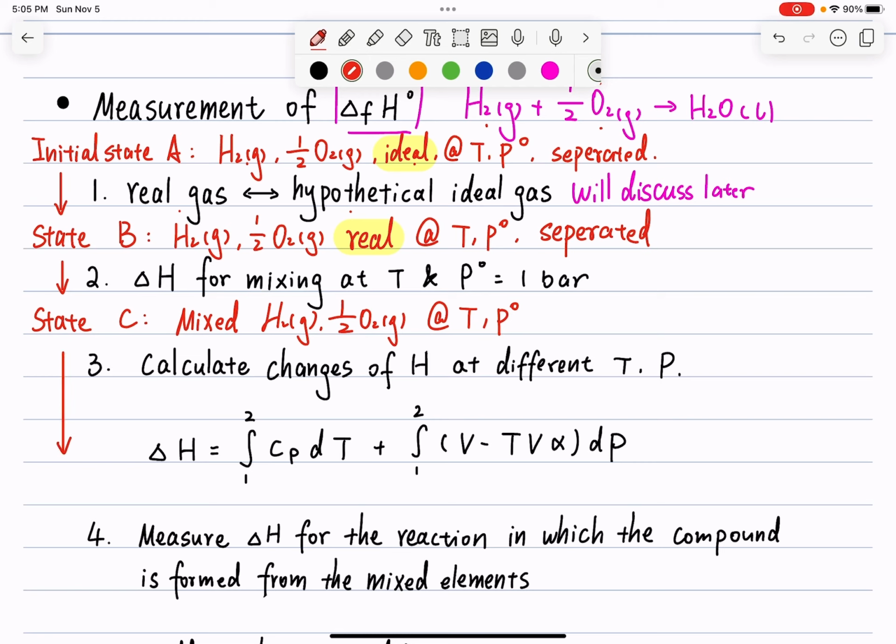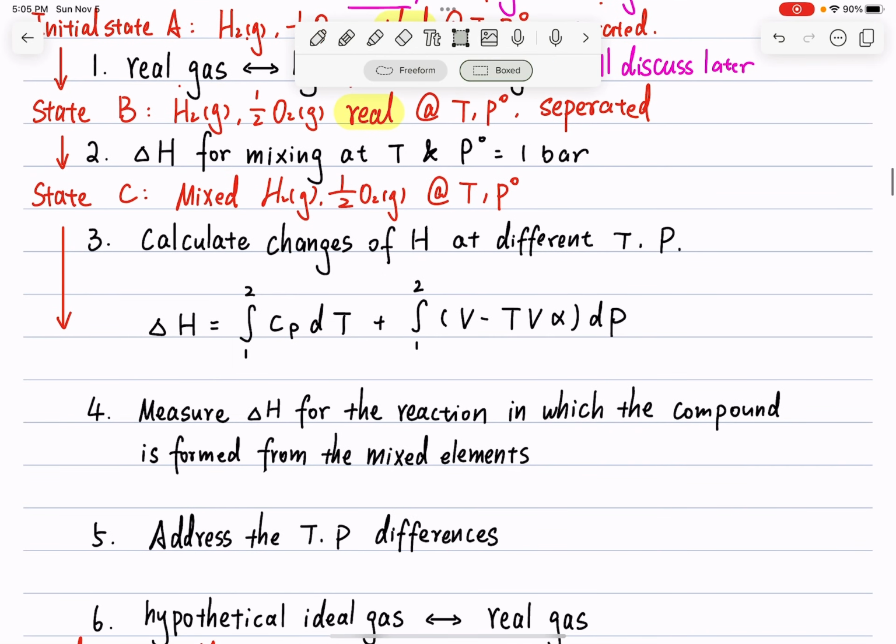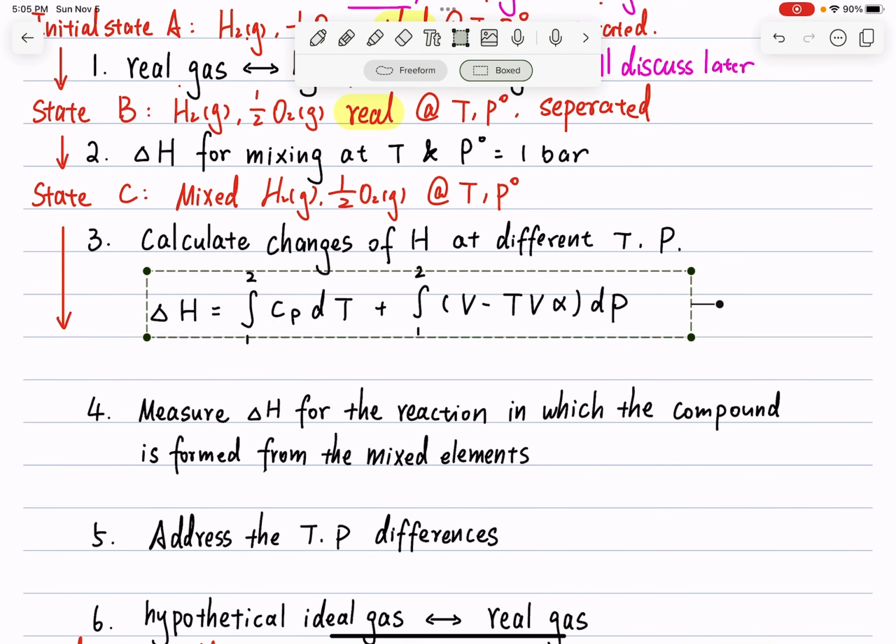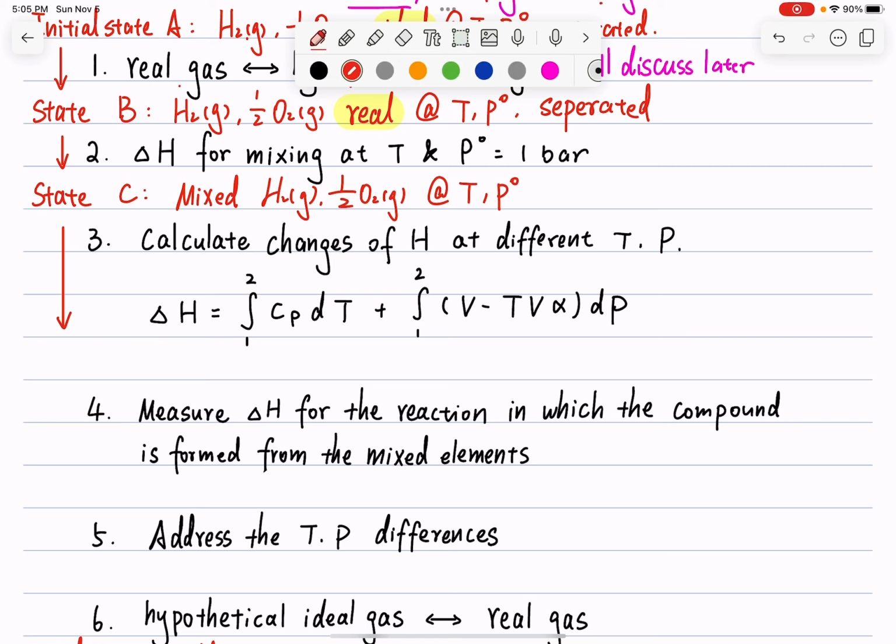And then the next step will be changing your enthalpy to a different temperature and pressure. The equation we're going to use is given here, where delta H equals the integral of Cp dT from T1 to T2, and also from P1 to P2, that's V minus TV alpha. That's something you might want to refresh your memory on if you forgot where it comes from.